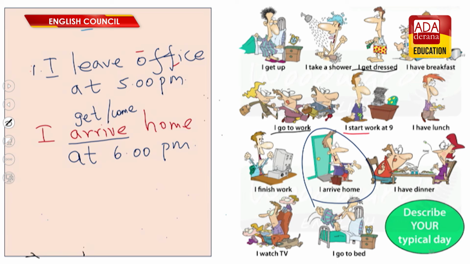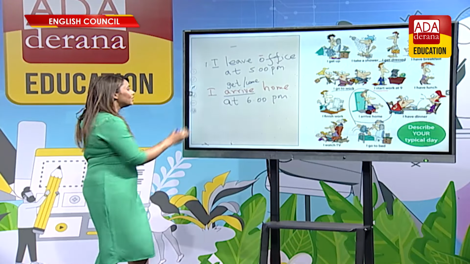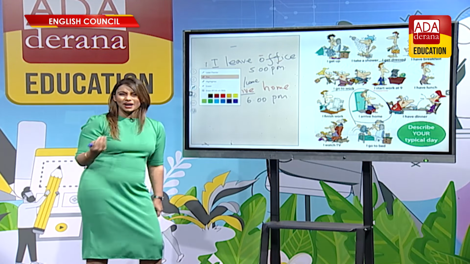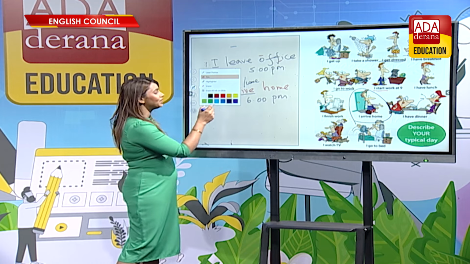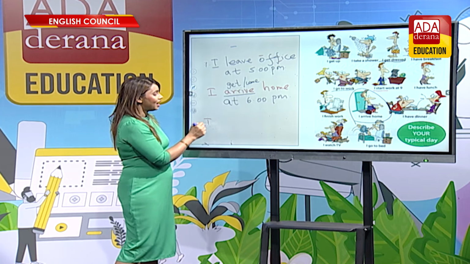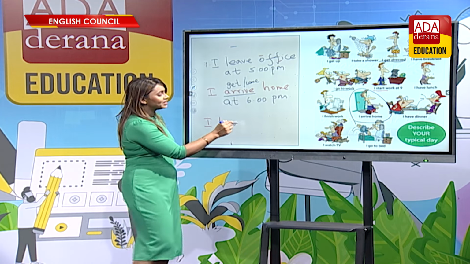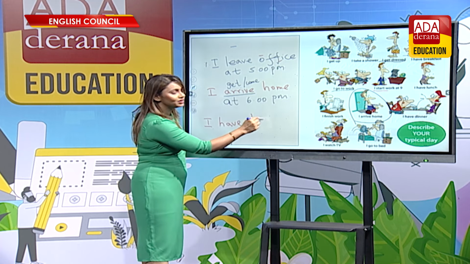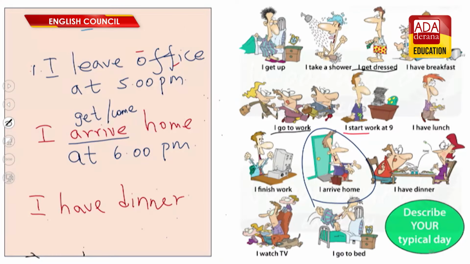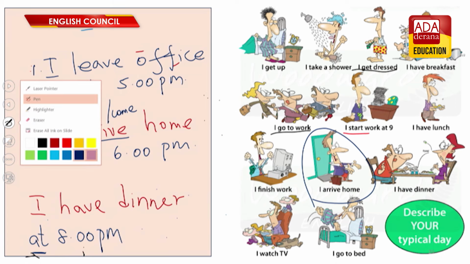I have dinner. Look at the screen. I have dinner. Okay, I'm going to add: I have dinner at 8 p.m. We learned at for clock times. At 8 p.m., I have dinner at 8 p.m.